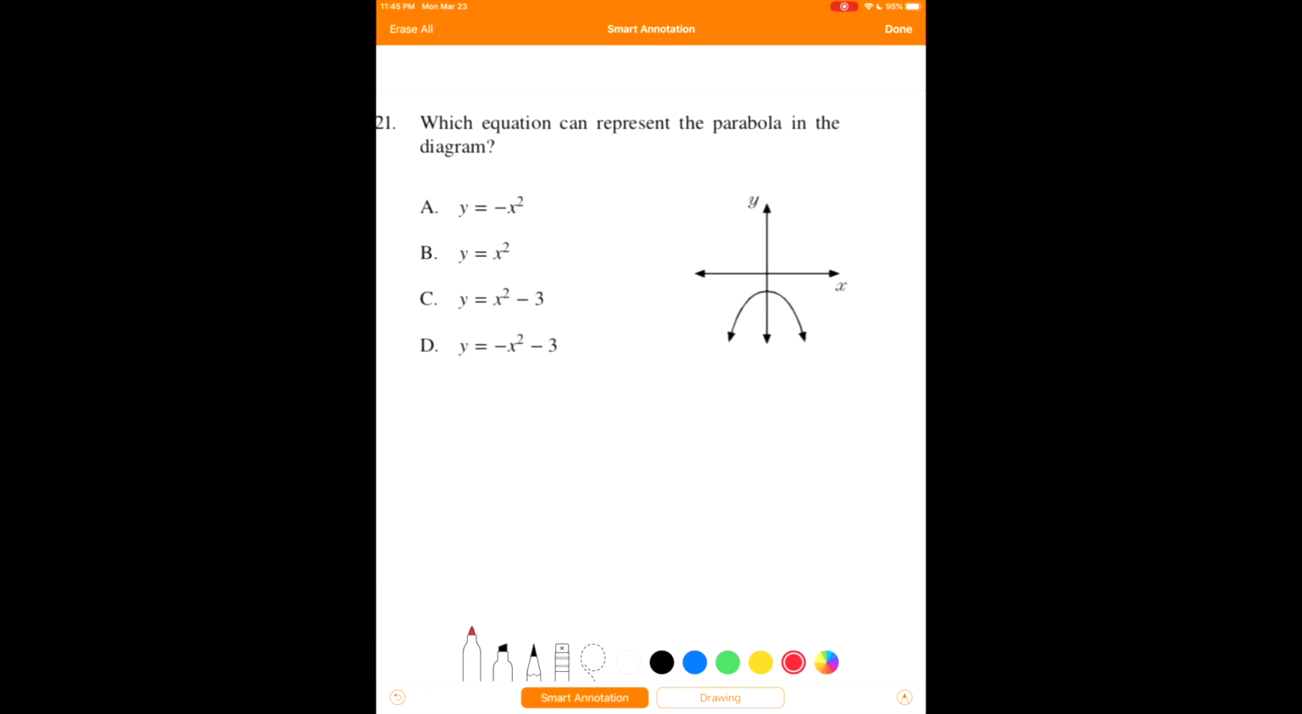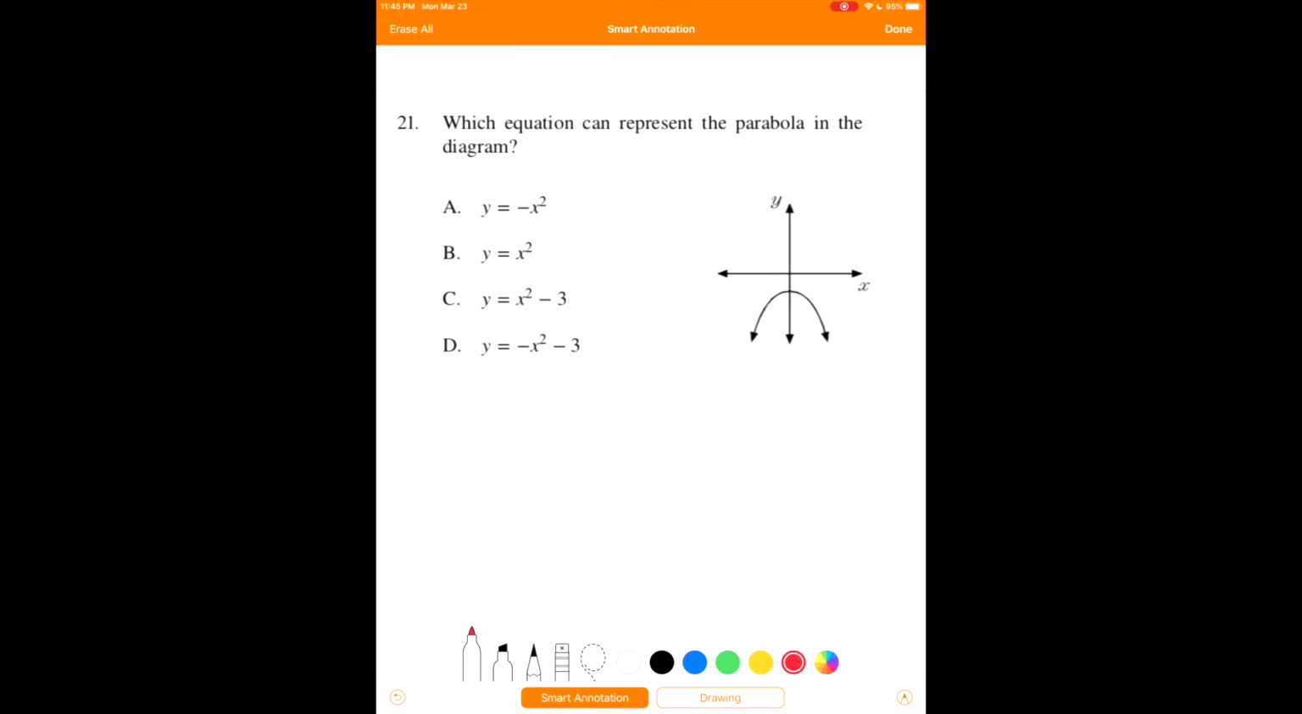Which equation can represent the parabola in the diagram for number 21? This is an open-down parabola. So that means I have to have a negative number in front of the x squared, like A and D. So I can throw away choice B and choice C. And then I shifted my parabola down some amount of units. I'm not sure how many units that is because this isn't labeled, but I know that I subtracted something. So I must have gone down 3 units. So that one was choice D.